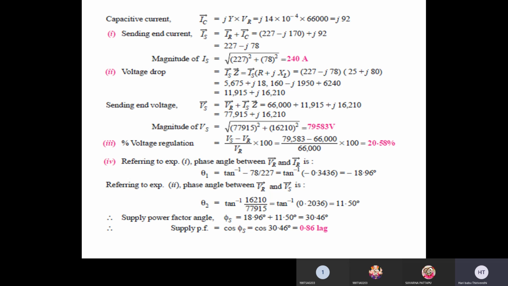And also determine the phase angle, which means tan inverse of imaginary part by real part, right? Tan inverse of 16,210 by 77,915. So we are getting 18.96. We are taking the negative value, so it is capacitive. Because of the capacitive current, we are getting the negative angle, 18.96, right?